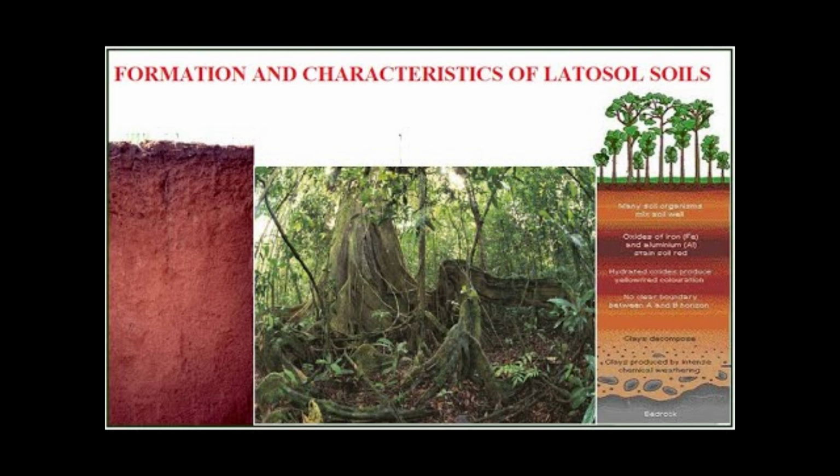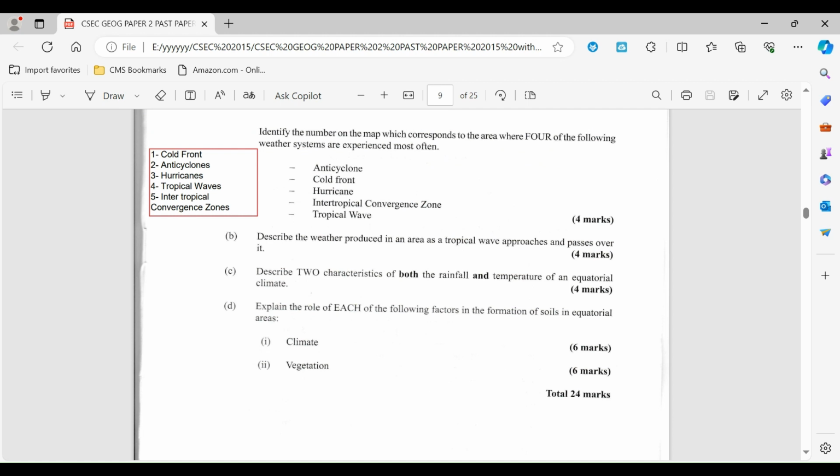The picture shows the different horizons that are formed in the soil profile of an equatorial region. The picture shows how climate and vegetation help to influence the formation of laterite soil in equatorial regions. So climate, especially the rainfall, helps with leaching, and vegetation helps to create the topsoil, which is very nutritious. It has a lot of nutrients, and we call that the humus. Once you are able to answer all questions, 24 marks should be yours.